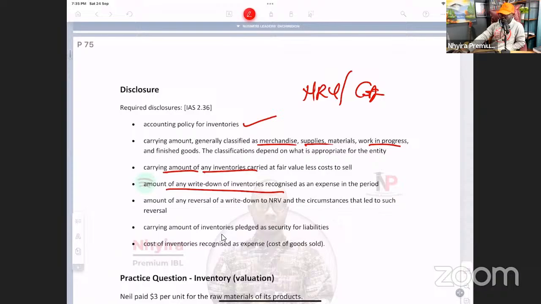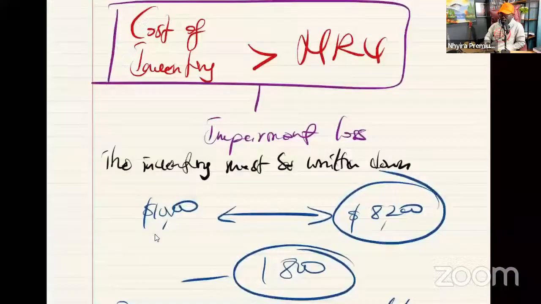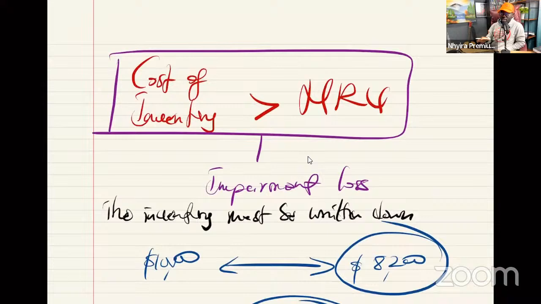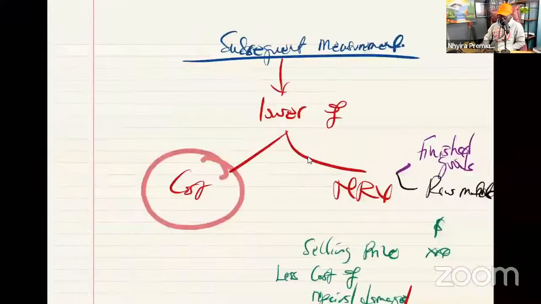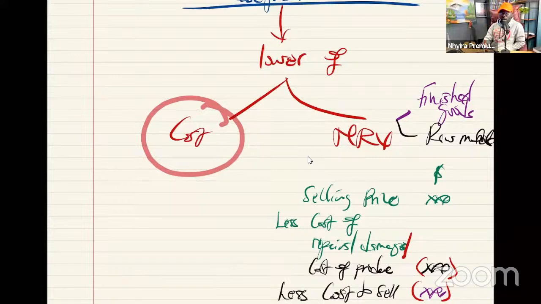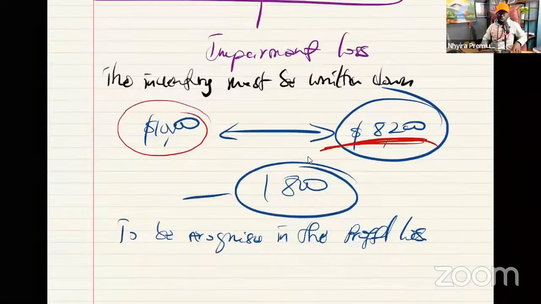Kindly go over the impairments. What we are saying here is that when the cost of the inventory is greater than the net realizable value, it means there is an impairment in inventory. Like I illustrated here, if the company is carrying the inventory at $10,000 in their books, that is the cost of the inventory. But the net realizable value of the inventory is $8,200. If you remember earlier, we said on the subsequent measurement, inventory should be carried at the lower of cost and net realizable value. So even though the cost is 10,000, the net realizable value is 8,200. For that reason, we have to carry the inventory at 8,200.